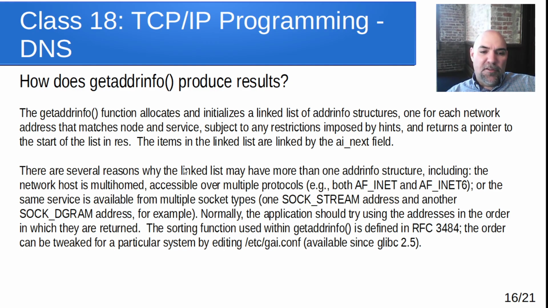And note that it says there are several reasons why the linked list may have more than one addrinfo structure, including the network host is multi-homed, accessible over multiple protocols, meaning it supports both IPv4 and IPv6, or the name service is available for multiple socket types, SOCK_STREAM, SOCK_DGRAM addresses. It says normally applications should try using the addresses in the order in which they are returned. In other words, if it gives you more than one, you should try using the one at the beginning of the list. That's the most important, or the primary one that was returned.